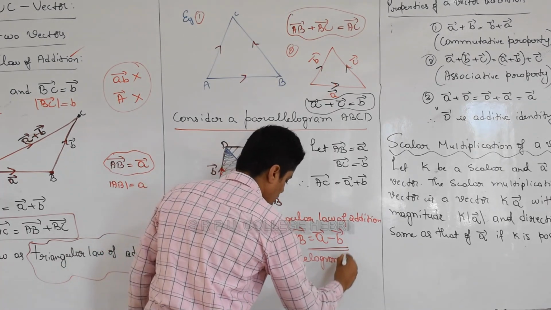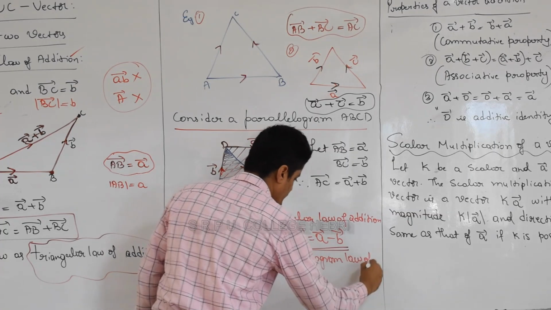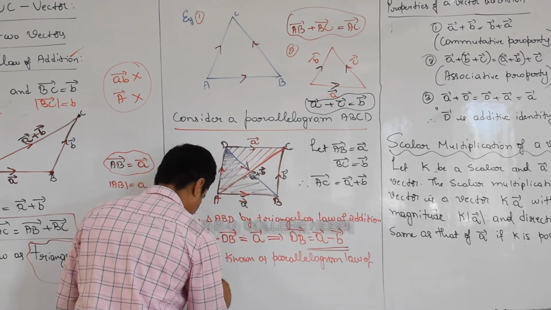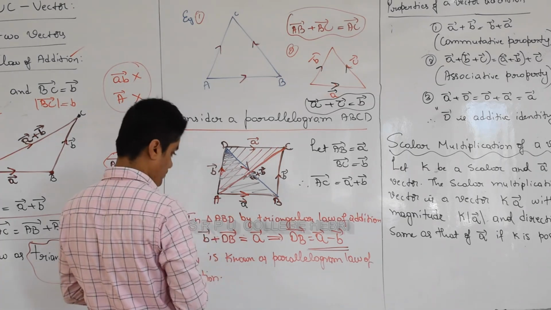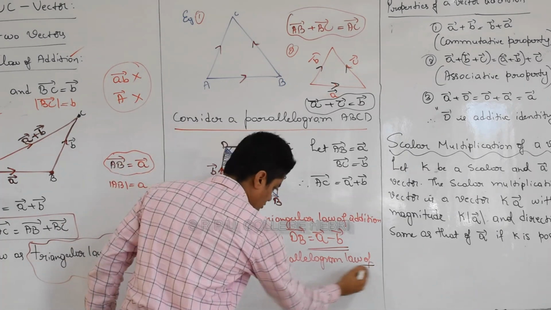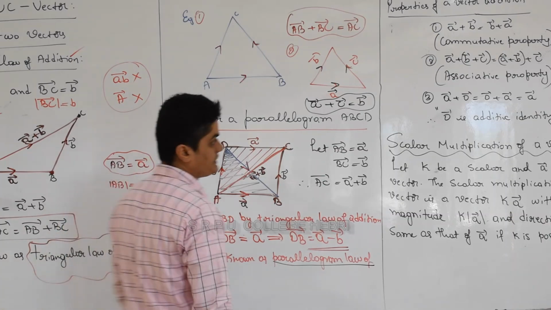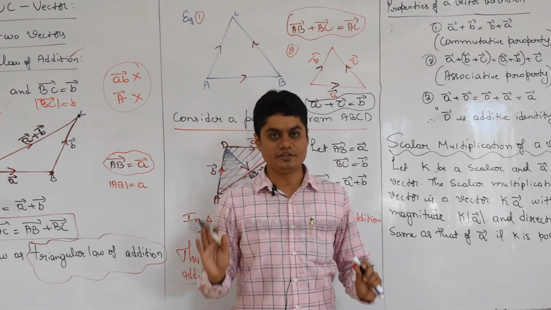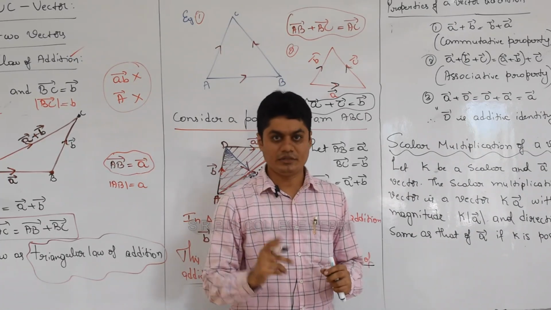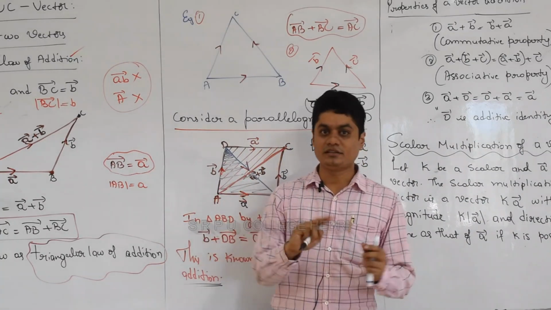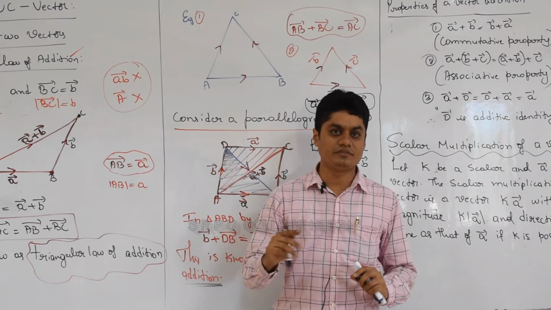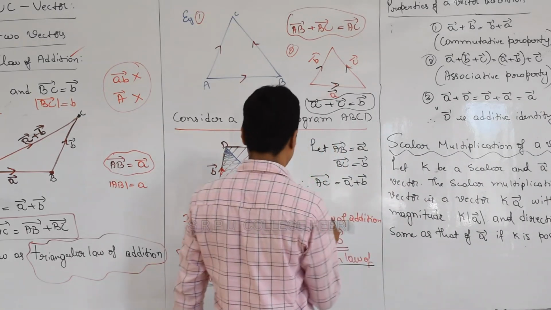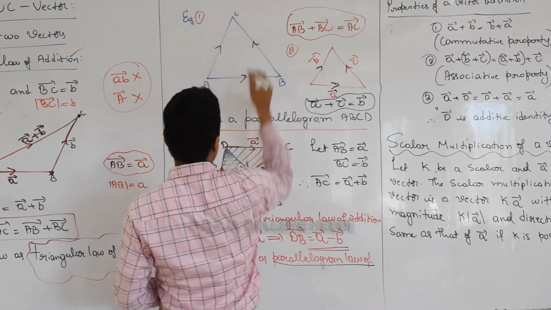Parallelogram law of addition. In this concept, one diagonal represents addition and another diagonal represents difference, and this is known as the parallelogram law of addition. In one parallelogram there are two diagonals, and the two diagonals represent different things. One is the sum, another one is the difference. So please remember this.